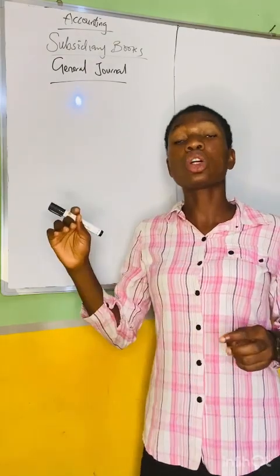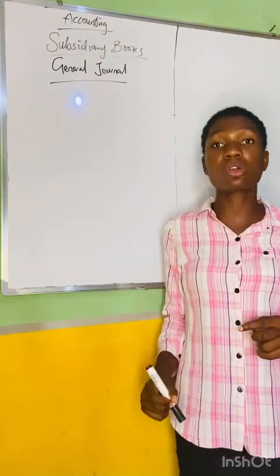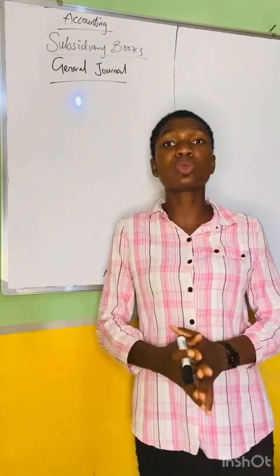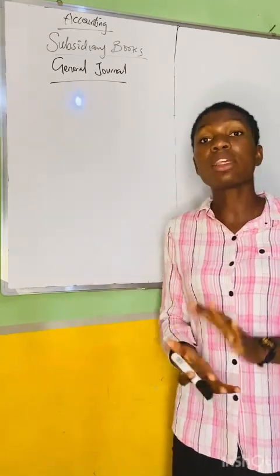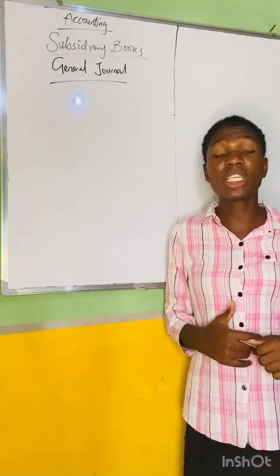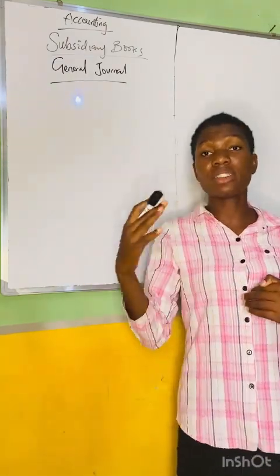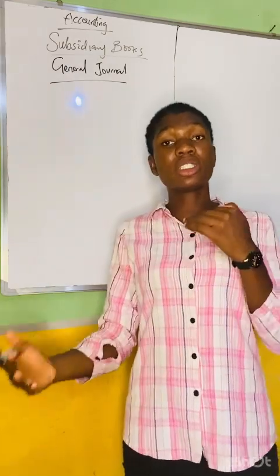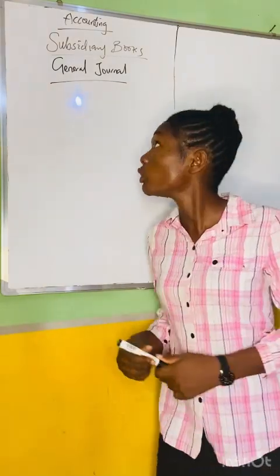It is also used for the correction of errors. On correction of errors, we've dropped videos on a lot of errors and how they can be corrected using the journal. The format of the journal is quite different from that of the sales day book that we've been using before.